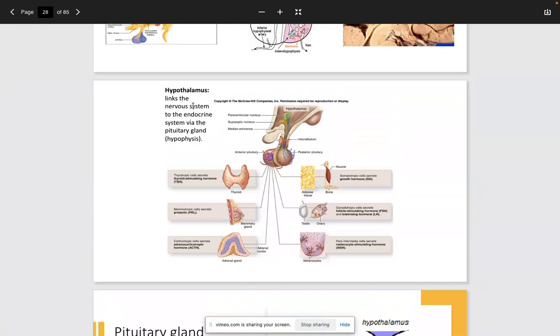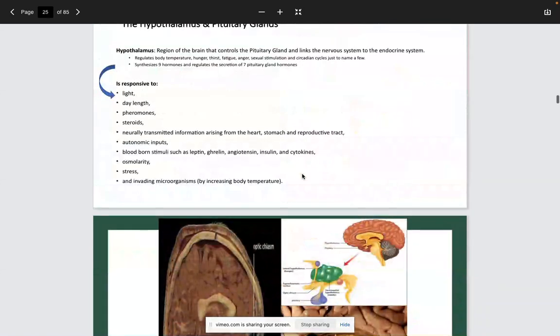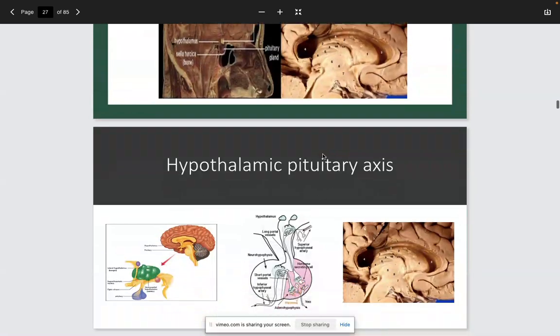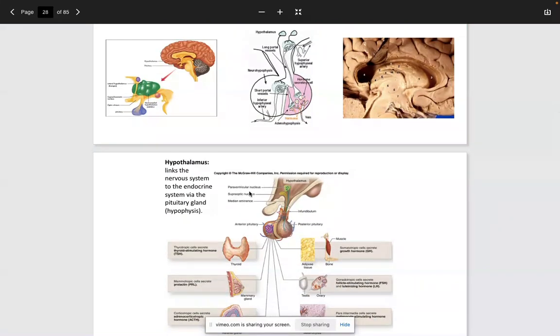This is the hypothalamus linking the nervous system to the endocrine system via the pituitary gland. Again, the hypothalamus has different nuclei within it: the paraventricular nucleus, the supraoptic nucleus, and the median eminence. All of these are responsible for the release of different mediators. It controls the pituitary gland and links the nervous system to the endocrine system. These nuclei are more neurologic in nature, and they link the pituitary to the rest of the system.